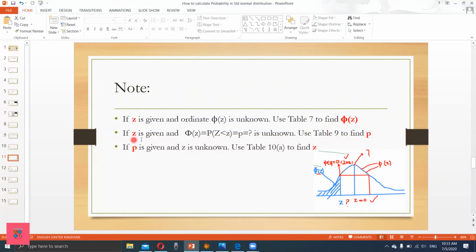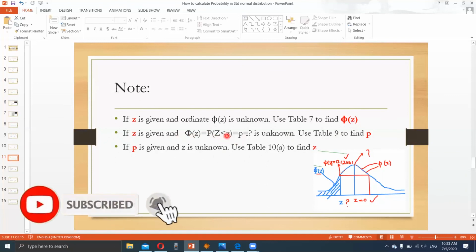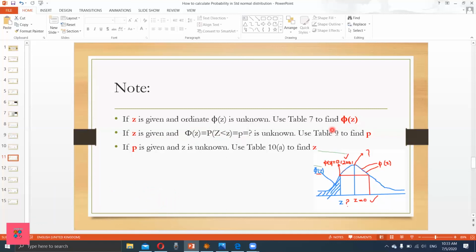And if this z is also given and you have to find the area, capital phi of z. Small phi of z is the ordinate, capital phi of z is the area. The blue lines show the shaded area. This is denoted by capital phi of z. If this is unknown, then you will consult table number 9 and find the area, the probability, phi of z. You can write phi of z, z less than z, and p. All are the same. So you can obtain your shaded area or probability from table number 9.